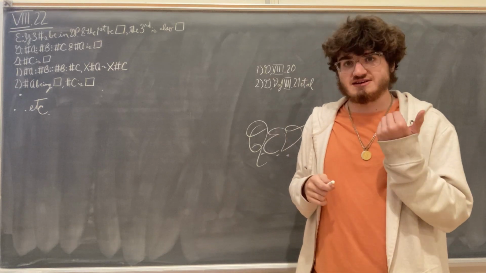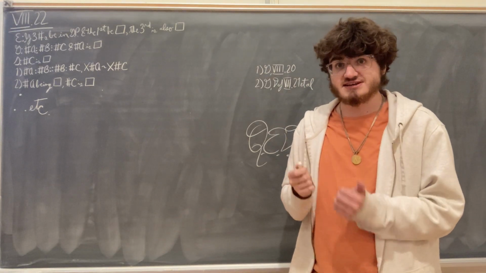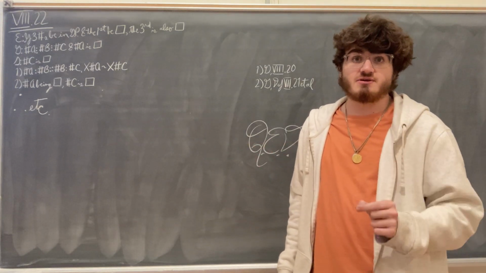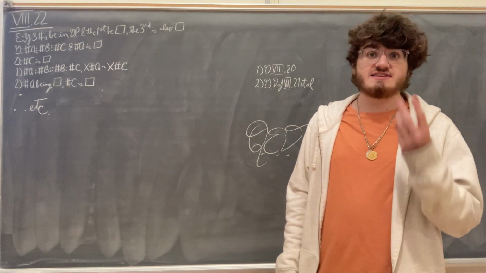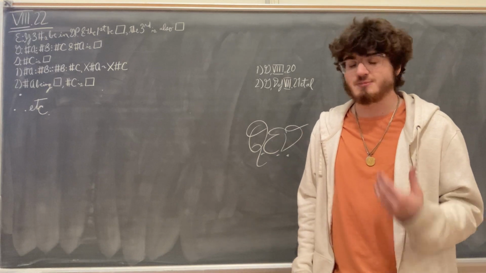They will be in continued proportion, so that A is to B, just as B is to C. We're also given that the first number A is a square number. And what we want to prove from this is that the third number, C, is also a square number.